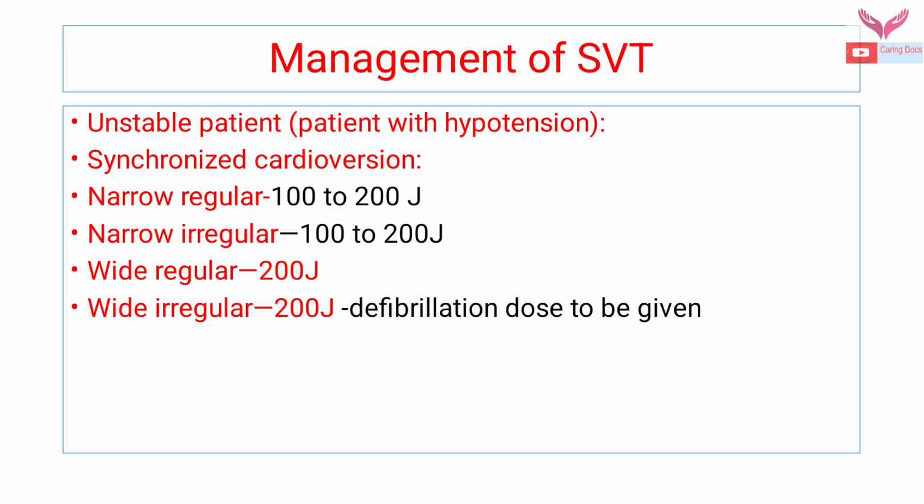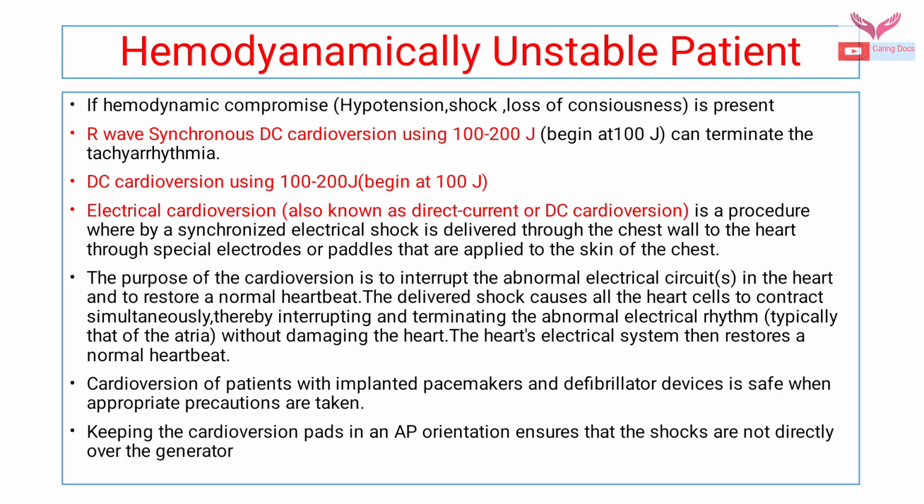If the patient is unstable with shock, or unconscious, we usually do synchronized cardioversion. For narrow regular SVT, we give 100 to 200 joules of cardioversion. Narrow irregular, we give 100 to 200 joules. Wide regular, we give 200 joules. Wide irregular, we give 200 joules. And a defibrillation dose is given.